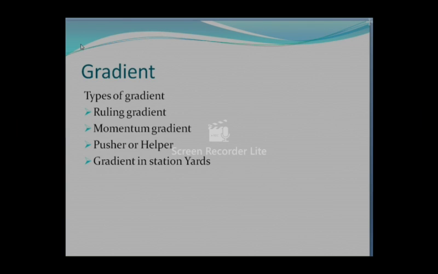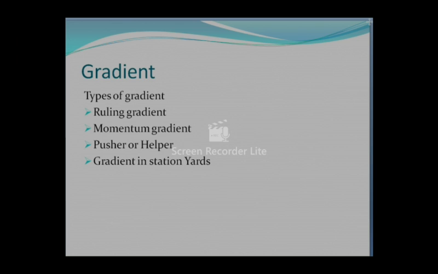Hello everyone. In today's lecture, we will look into the concept of gradient and what are the different types of gradients. So coming to the concept of gradient, you are all well aware of this concept in your survey. You have already studied this concept while studying the survey subject in your lower semesters. So let us look into what is a gradient.